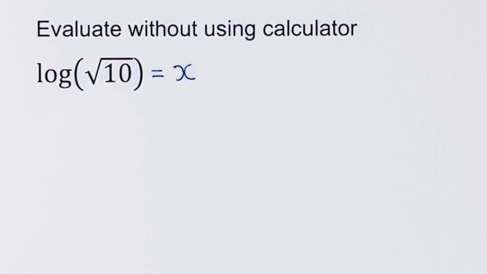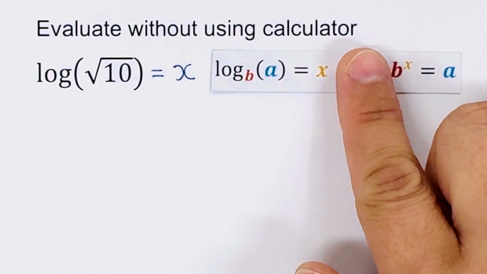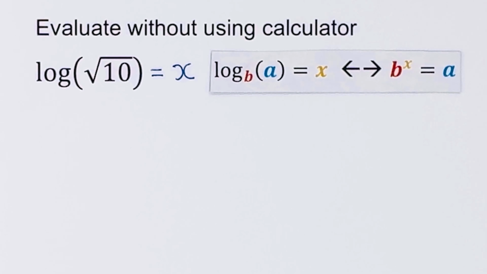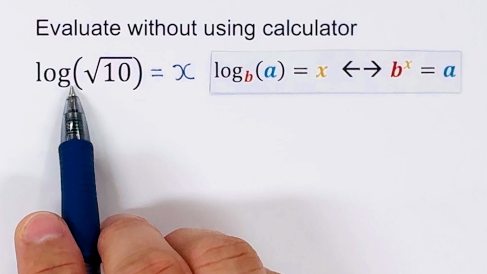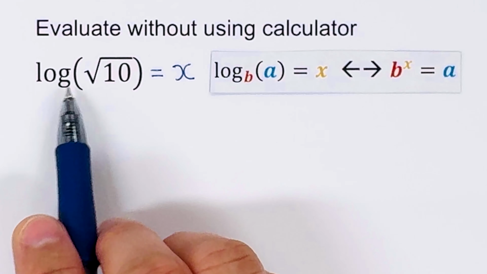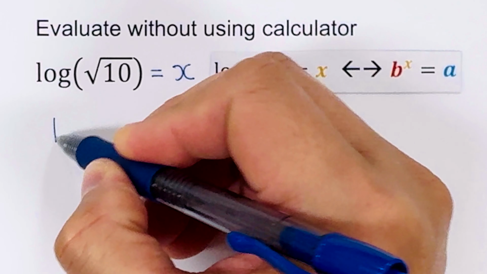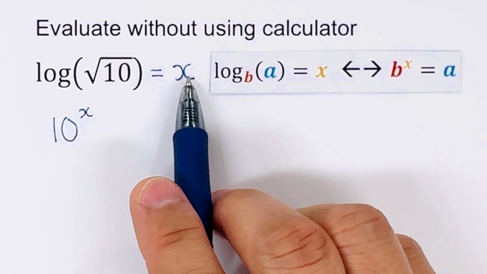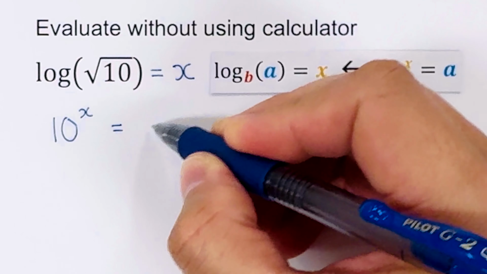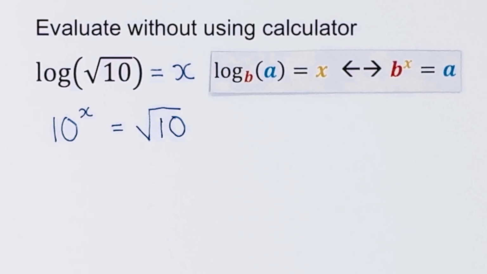And then from here, we go ahead and change this logarithmic expression into its equivalent exponential form. So this is the general rule right here. We remember that the invisible base for logarithm, if it's not written there, is 10. So this is 10 raised to the power x, which is this value that we have here, is equal to square root of 10. So we go ahead and change this square root of 10 into a fractional exponent form.